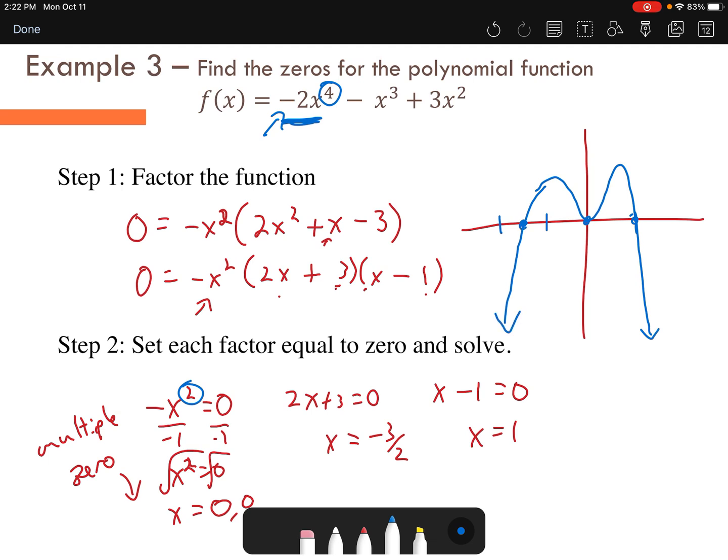How do I know that? Well, I know one of my zeros is -3 halves. I know one of my zeros is 1. But I also know that I have a multiple 0 at 0. So instead of going through 0, it's going to bounce off because we have a squared. That is what the graph, if you put it in your calculator, is close to what it's going to look like. And that's without me using a calculator. So you can kind of see what the end behavior and the short run behavior of this function is doing.